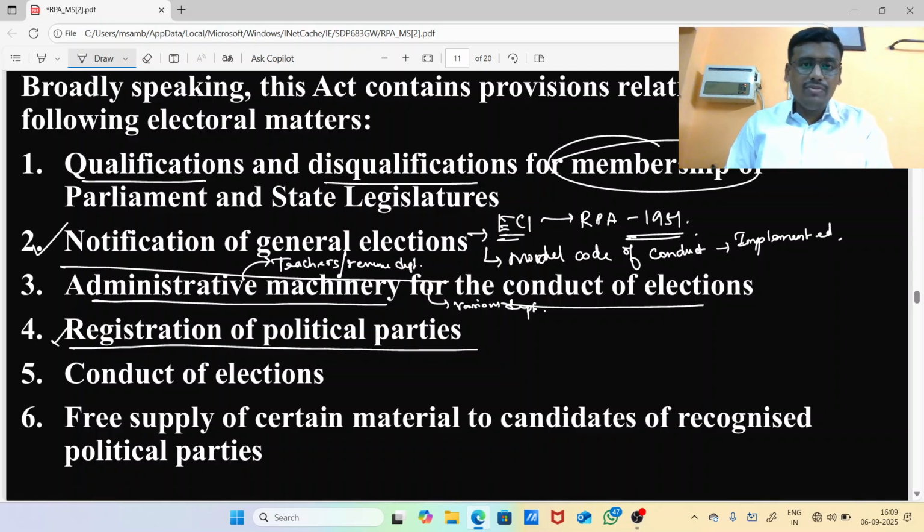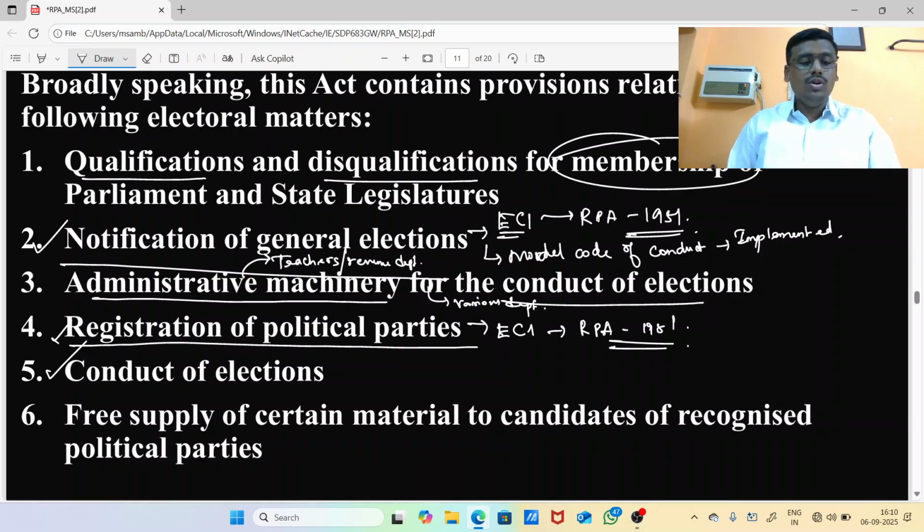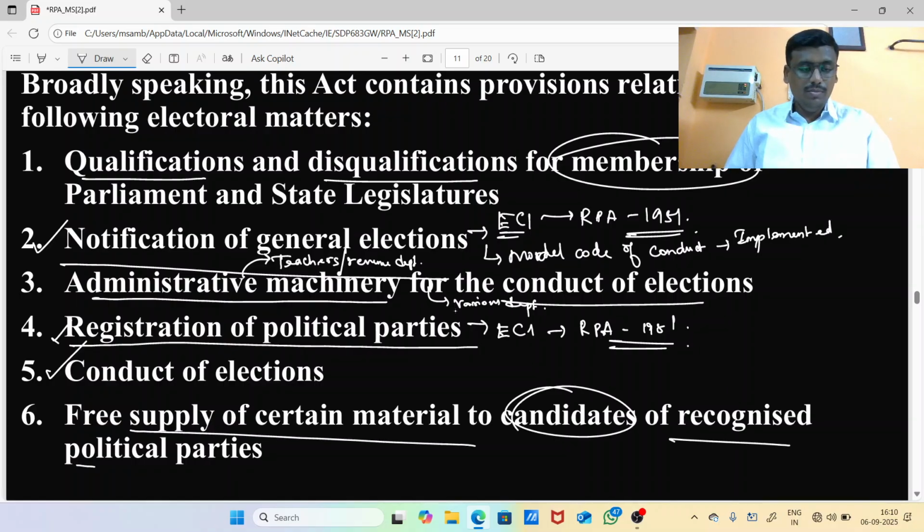Whoever is willing to create a new political party must register with the Election Commission of India based on the Representation of People Act 1951. This helps them in conducting elections, and gives them some guidance over how an election should be conducted. The Act also provides for free supply of certain material to the candidates of recognized political parties. It means that they can be involved in giving shawls to honor the people.